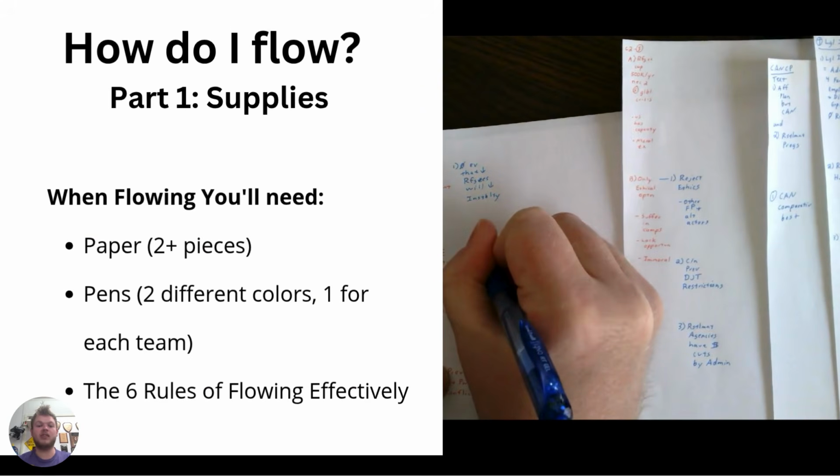So how do you flow, in terms of what do you need to flow? Well, you need at least 2 sheets of paper for every debate round that you're in. You need 2 different colors of pens, one for each team. So when the pro or the affirmative or the proposition side makes an argument, you will flow what they say in one color. And when the opposition, the con, or the negative team makes an argument, you'll flow that in your other color. You also need the 6 rules of flowing that I'm going to teach you in just a second.